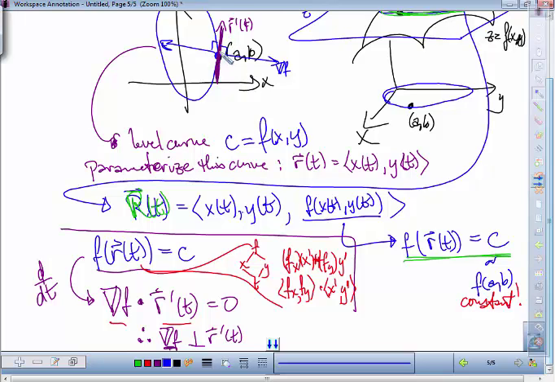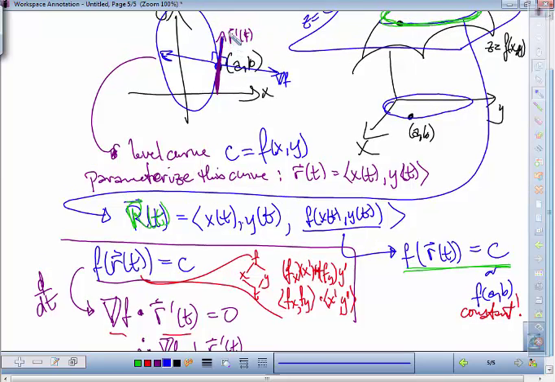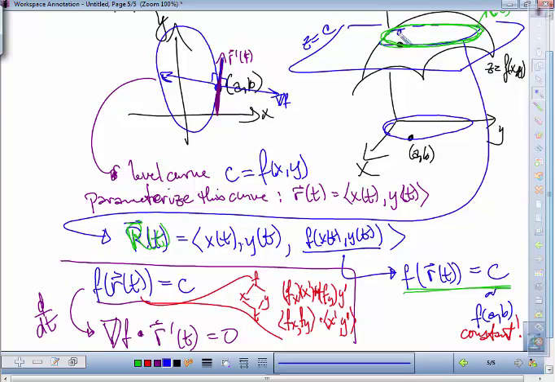So what Jonathan was saying is that if you're on this mountain and you're standing on this spot right here, right above AB, and you're looking at your map, if you go towards the direction of the level curve, then your height is not going to increase or decrease. So that's what he's saying.